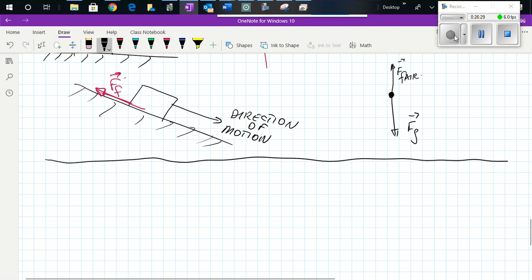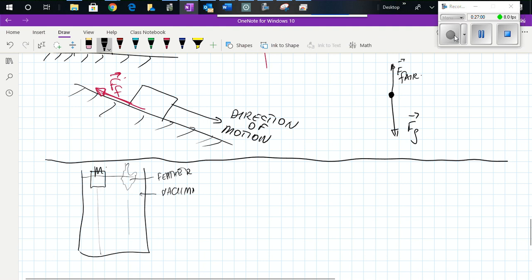And if you have an object that is dropped in a vacuum, an object with a given mass, it doesn't matter what the mass is, and then here you have a feather, and I don't know how to draw a feather, but I will just do this. This is a feather. And you are in a chamber that is a vacuum. Then they will reach the bottom of the chamber at the same time.